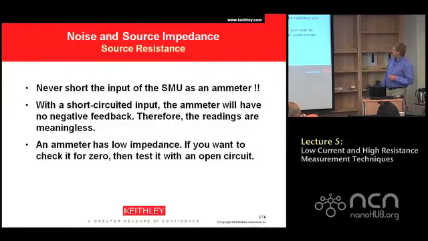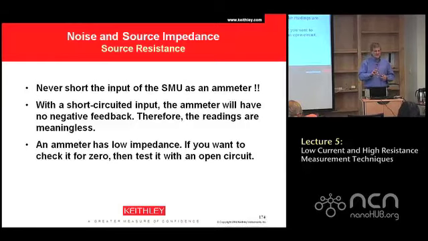Noise and source impedance. When the SMU is an ammeter, don't short it and think you're going to measure the noise. So how do I turn an SMU into an ammeter? What I do is I tell it to source 0 voltage, and it's now an ideal ammeter. Actually, if I tell it to source a volt, it's still an ammeter. It's just an ammeter that is floating a volt off of common.